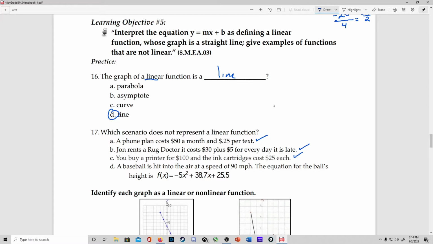A baseball is hit into the air at a speed of 90 miles an hour. The equation for the ball's height is function equals negative 5x squared plus 38.7x plus 25.5. So there's that exponent that's greater than 1, so that means D is not linear.